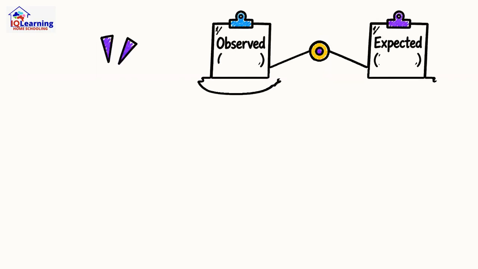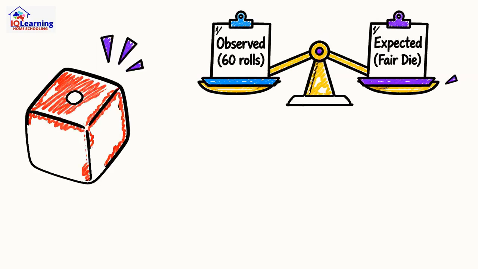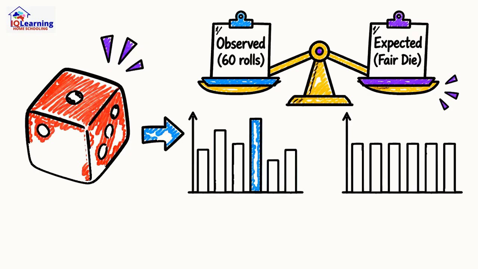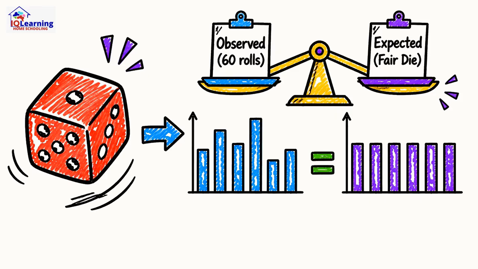The second form is the goodness of fit test. It's for checking if your data fits a theory, like testing whether 60 die rolls match the distribution you'd expect from a perfectly fair die.